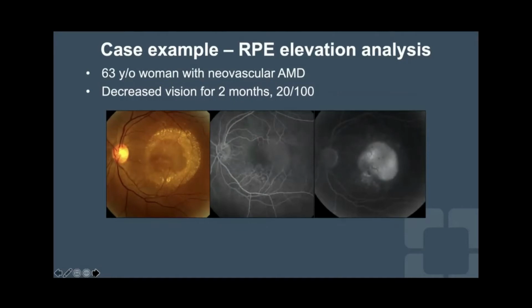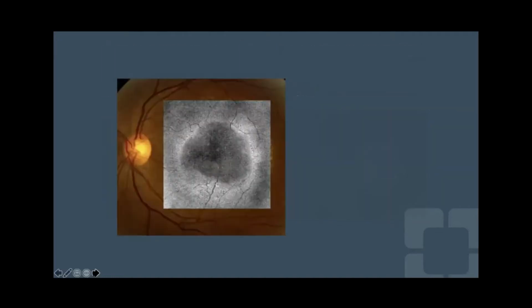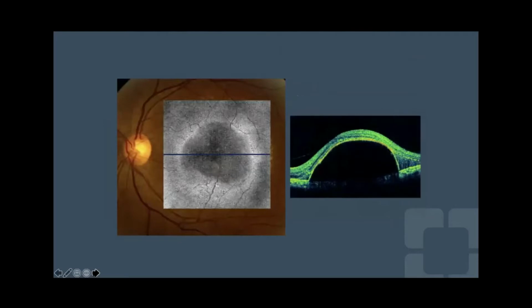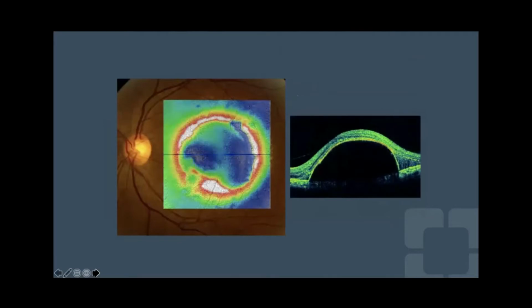Here's another example of a patient where you can use the software to help guide your treatment decisions. This is a 63-year-old female with neovascular AMD in the left eye. She has a fibrovascular pigment epithelial detachment, as you can see, and a little bit of exudation around that as well. And I can then use my RPE elevation analysis to look at that large fibrovascular PED.